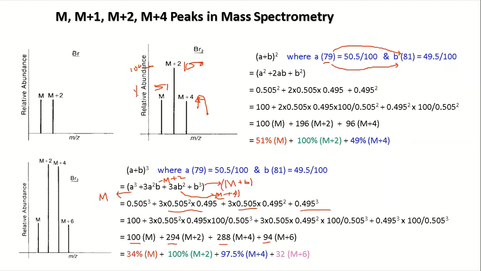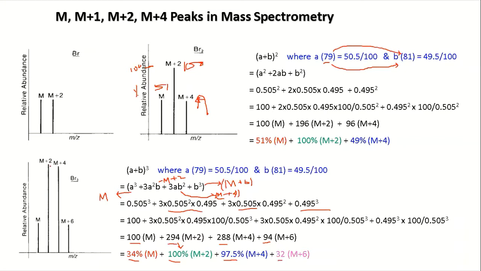This is the biggest one, so I have to make it 100%. If I make it 100%, I have to divide by this one, by 294, and multiply by 100, so that will give you 100. I will do that to all, and that will ultimately give you M as 34%, M plus 2 as 100%, M plus 4 as 97.5%, and M plus 6 as 32%.